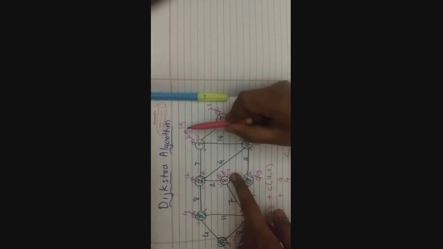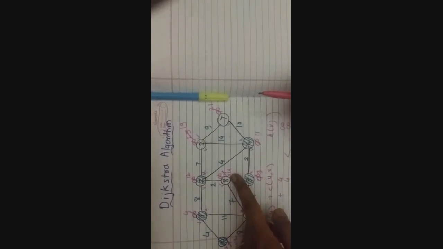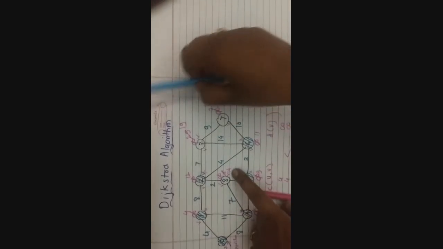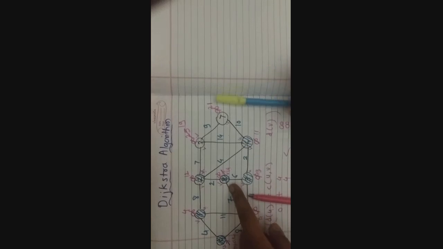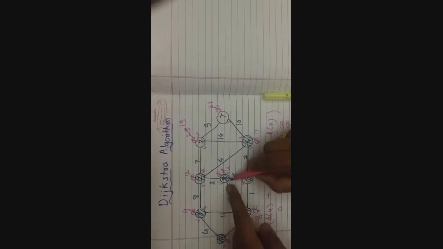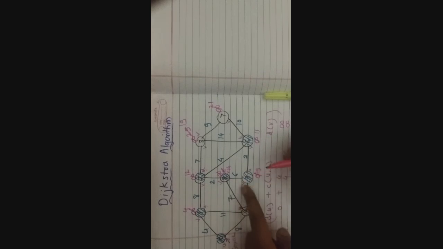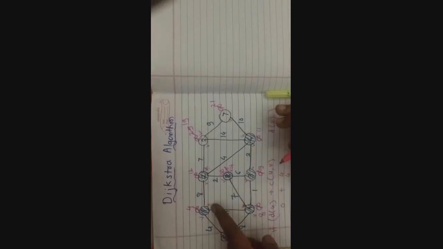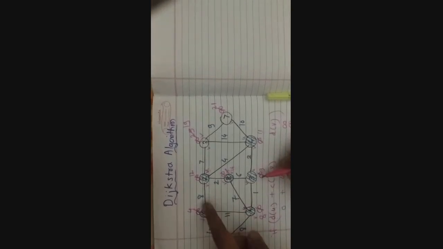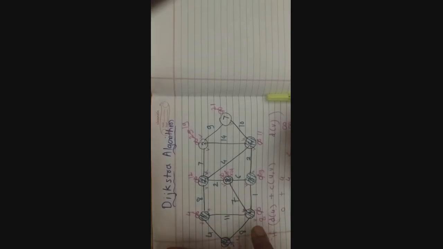14, 19 and 21. Which one is the shortest? 14 is the shortest. Now choose this as the source vertex. Now let's check from this vertex which distances we can update. There is no need to update because all these vertices are already visited or already selected. So leave it as it is.